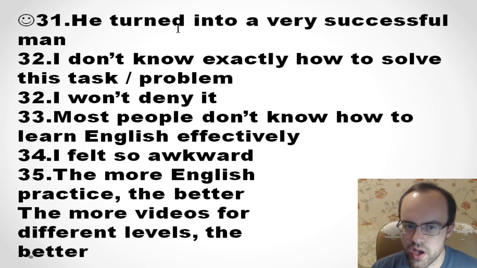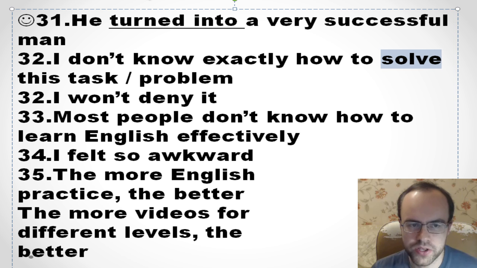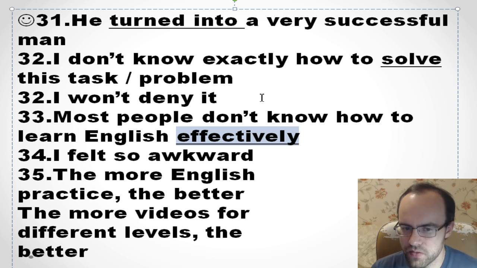He turned into a very successful man, or he became a very successful man, or you can say a highly successful man. I don't know exactly how to solve this task or how to solve this problem, or you can also use the phrasal verb, how to sort out this task, how to sort out this problem. I won't deny it, so I won't say no, I won't say that it isn't true. So most people don't know how to learn English effectively. Effectively, it's an adverb. I felt so awkward, or I felt so uncomfortable.